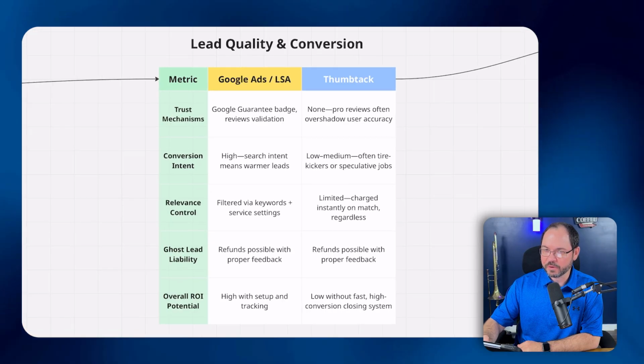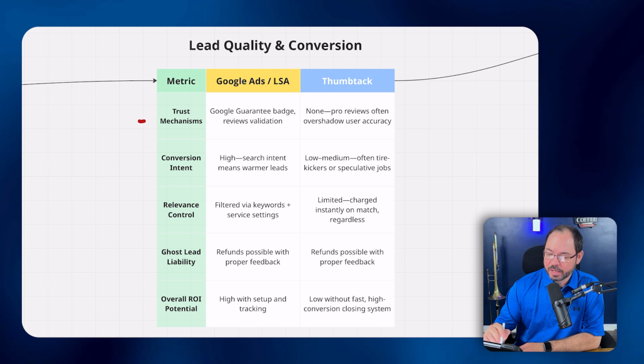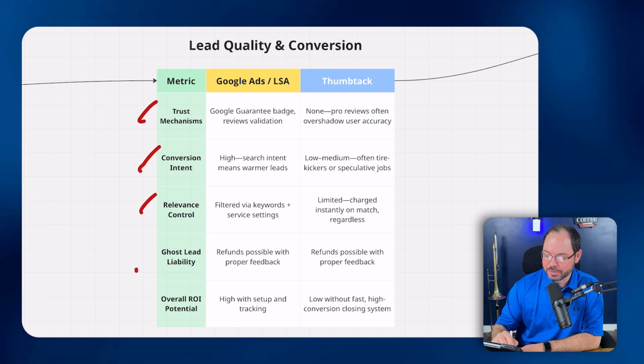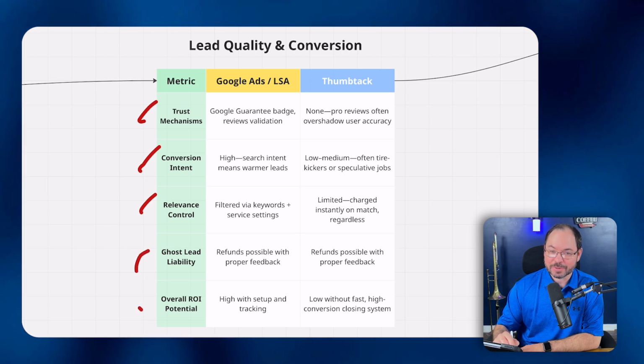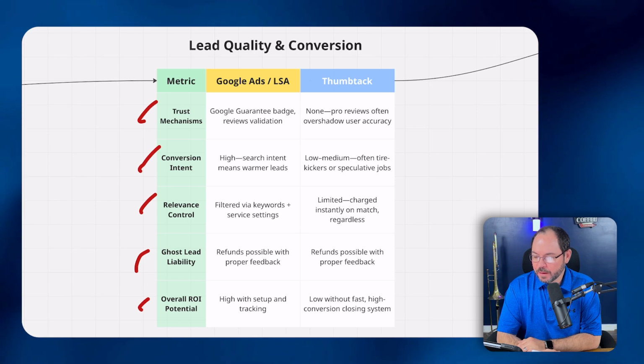All right. Now that's going to move us into the next section. We're going to talk about lead quality and conversion. So the metrics we're going to look at are trust mechanism, conversion intent, relevance control, ghost lead liability. Are they going to ghost you? And then overall ROI potential. So let's look into the comparison here.